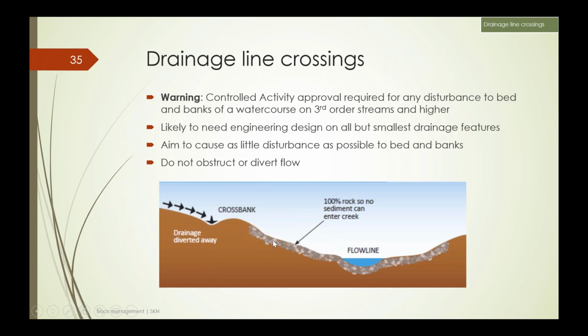Then we have the approaches and the actual flow lines reinforced with rock. And so this part of the crossing is protected, it's armoured, and at the same time in the crossing there's no obstruction to the flow coming down the flow line.